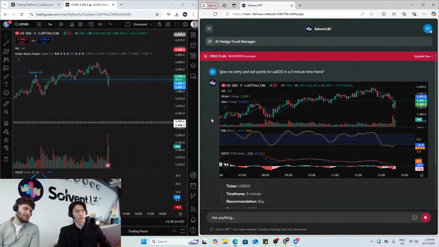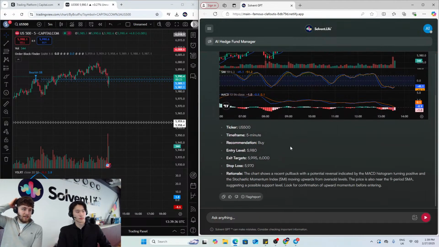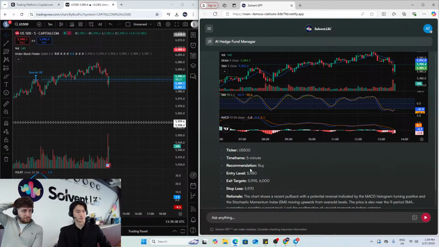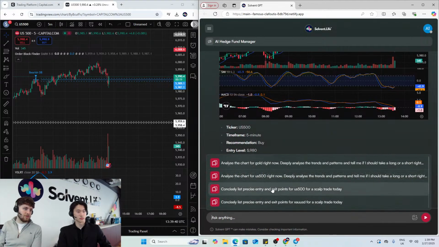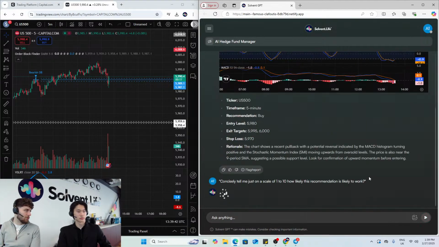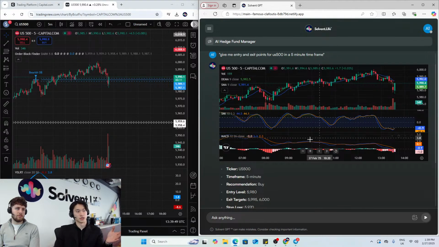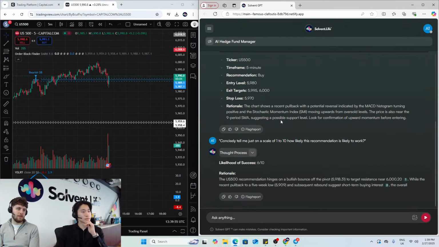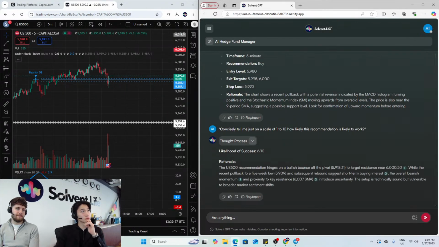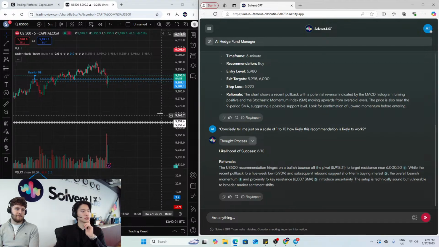Let's see. It's recommended a buy. Yeah, it does say buy. So we don't even need to attach a photo anymore, do we? No. Wow. We don't need to take a screenshot. So we can just ask for the chart straight from the GPT itself. Don't actually need TradingView anymore here. Still 6 out of 10.